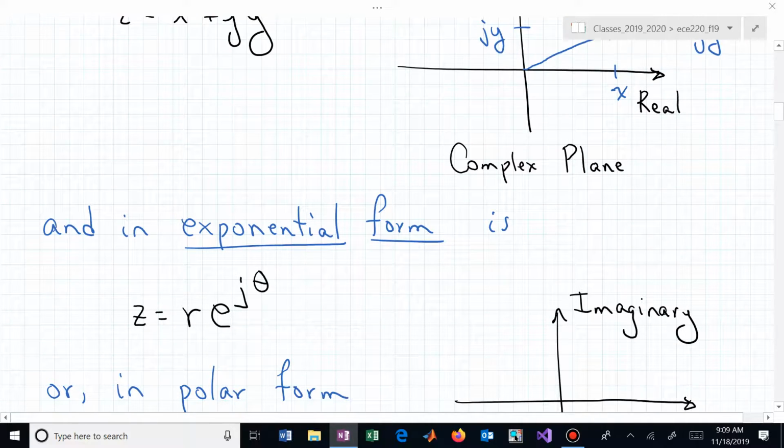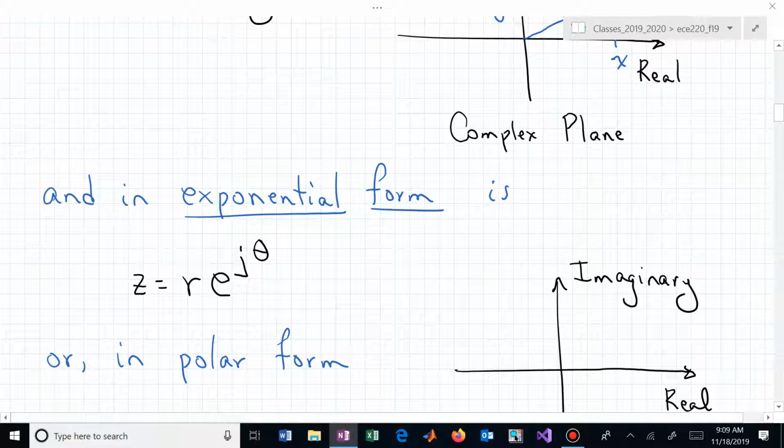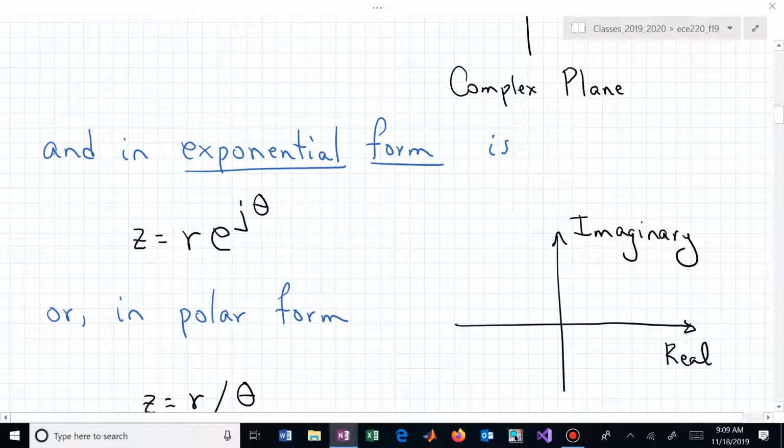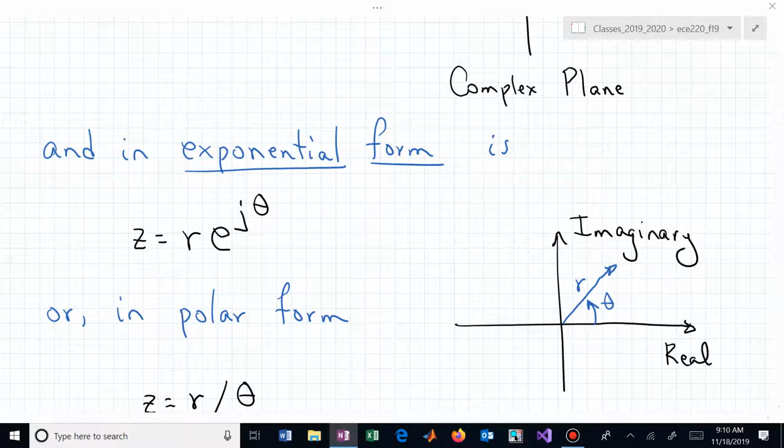We can also look at it in an exponential form, z equals r e to the j theta. Now we're dealing with the distance, or the length of that vector r, and the angle that it makes in a counterclockwise direction with respect to the positive real axis. Again, we're going to a particular point in space, but now we are getting there by saying how far are we going away from the origin, r, and in what direction, theta.